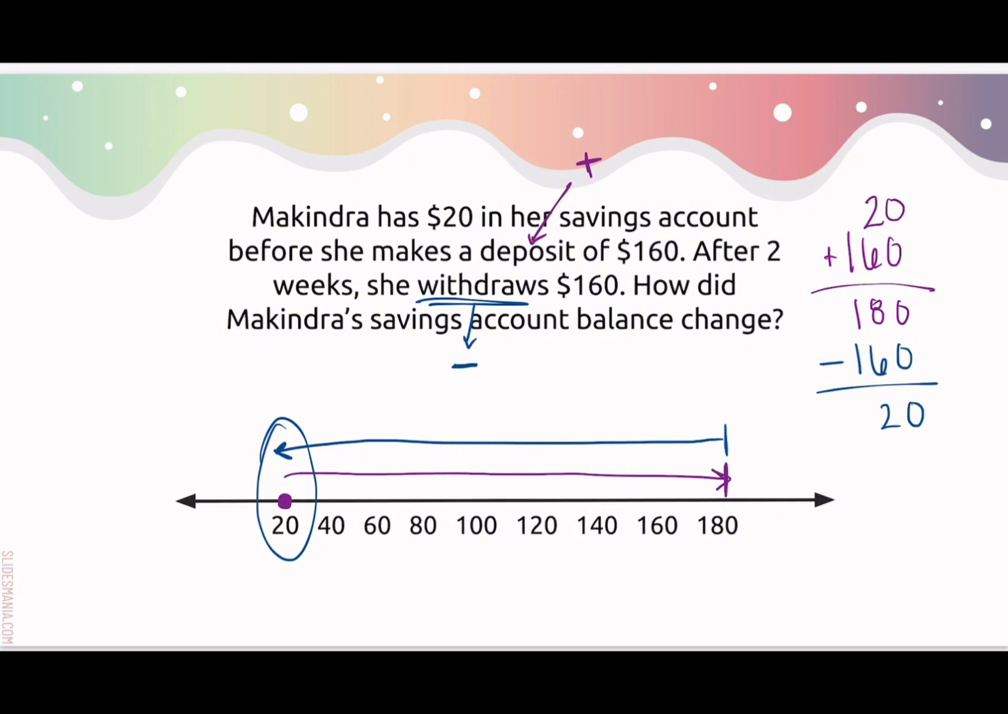The question is, how did McKendra's savings account balance change? Well, the truth of the matter is that the amounts deposited and withdrawn are opposite numbers, and they combine to make 0. 160 and negative 160 are opposite numbers. They combine to be 0. So McKendra's account balance did not change since the amounts deposited and withdrawn combine to make 0.